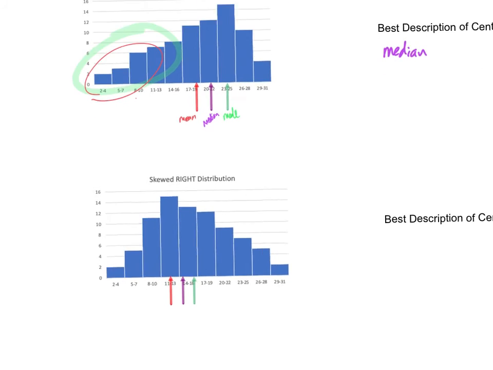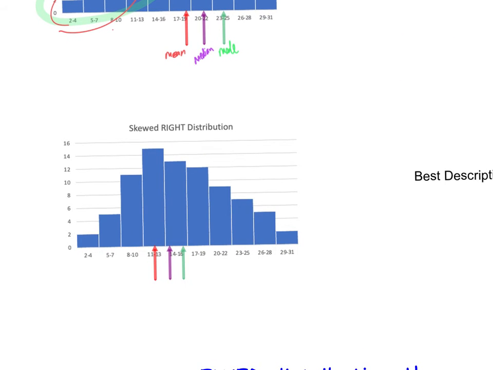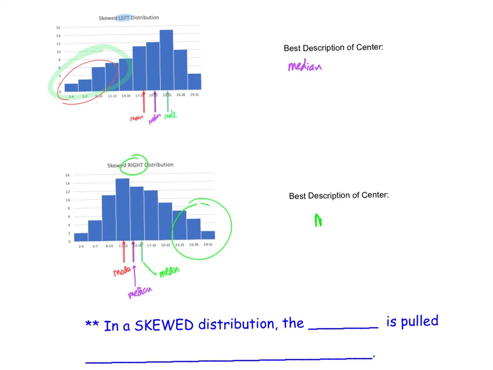And same thing with the skewed right distribution. So the mode would be this red line. That's the tallest. The median is going to be right in that middle range, and then the mean is going to be pulled toward the tail. So because we have this tail off to the right, that's going to skew the mean to the right. And the best description of the center for this is also median.